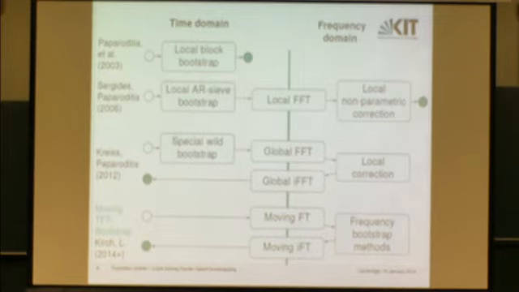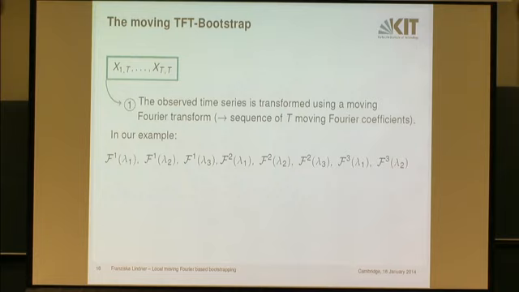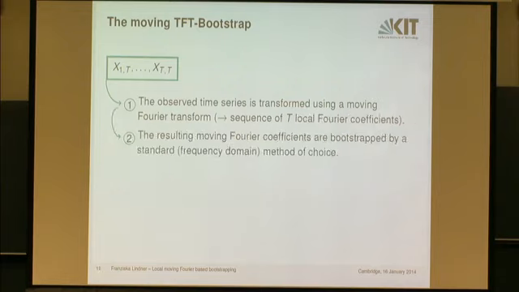Well, and I know we're all curious to see how it really works, so let's take a look at it. First of all, we start with a time series x1 up to xT, then transform it using the moving Fourier transform, which we know, and get a sequence of, again, capital T moving Fourier coefficients. That was just how it was in our initial example. This was the sequence of Fourier coefficients. In the next step, we do the bootstrap, which means that we just use some standard frequency bootstrap methods and locally apply them to our Fourier coefficients.